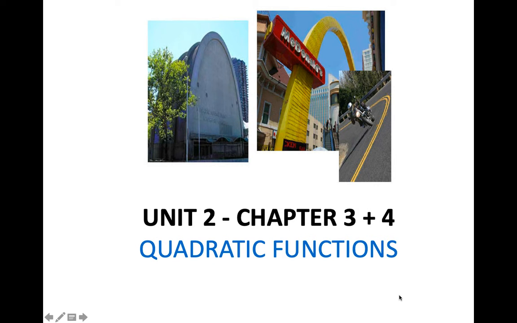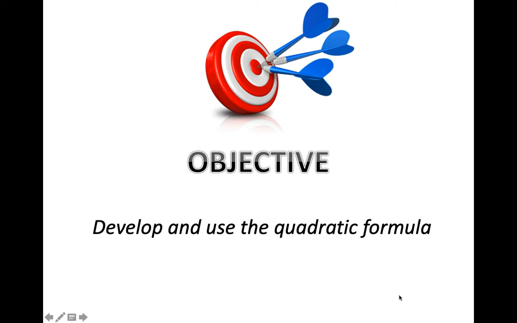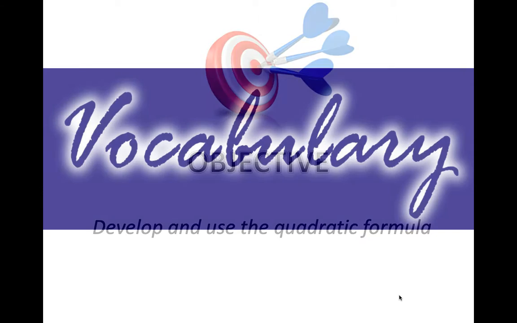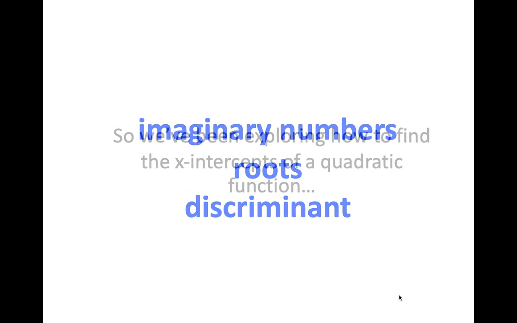We're going to be looking at the last section actually in our Unit 2, Chapter 3 and 4, where we've been studying quadratic functions. This is section 4.4, where we're taking a look at the quadratic formula. Our objective is to take a look at where the formula came from and then to just use it a little bit. Make sure you watch out for a few things in terms of vocabulary. We'll mention something called imaginary numbers, roots, and discriminant. So make sure you copy those down, and as you're taking notes, that you're watching for those descriptions and meanings.